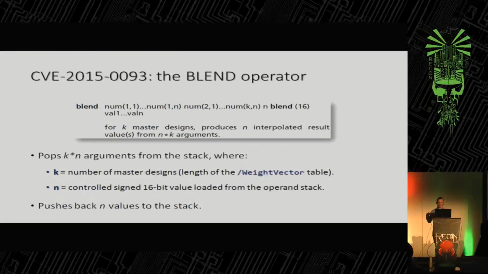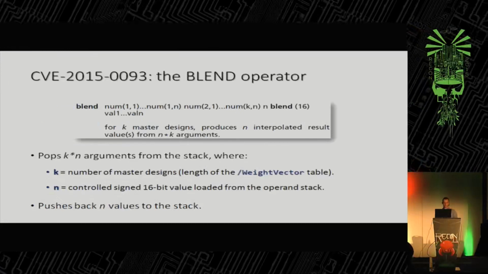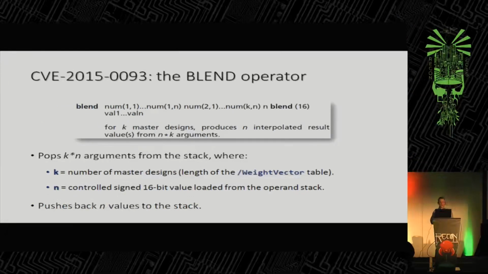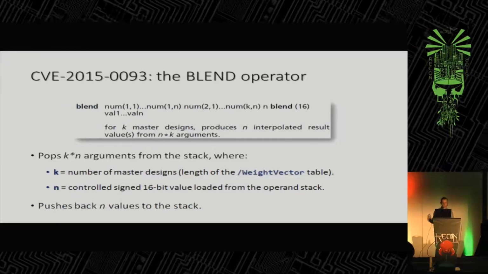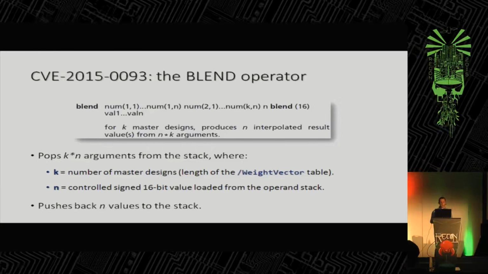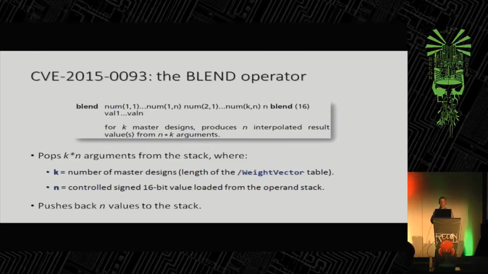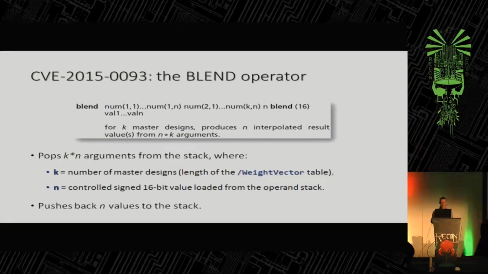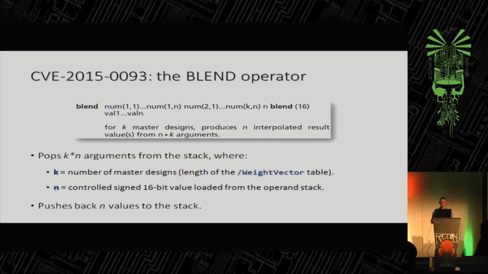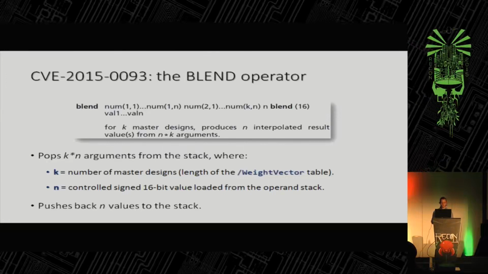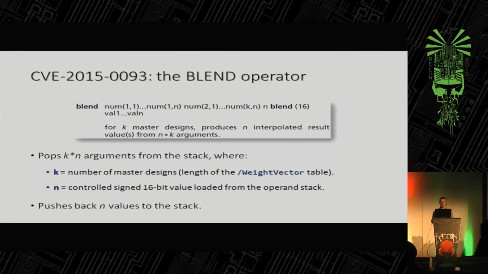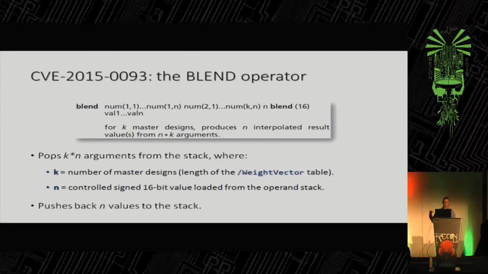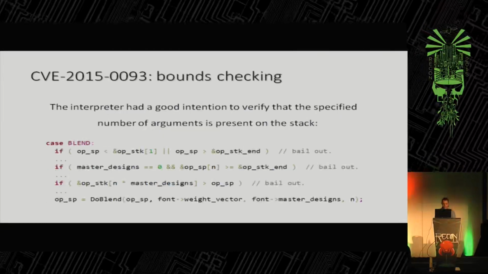And I'm not really going to be talking about the details of what it does on a logical level, but for us it's important that it pops k times n arguments from the operand stack, where k is the number of master designs, which is equivalent to the length of the WeightVector table specified in the private dictionary, and n is a controlled signed 16-bit value, which is loaded from the operand stack. So it pops a semi-controlled number of arguments from the stack, and then pushes n values back.